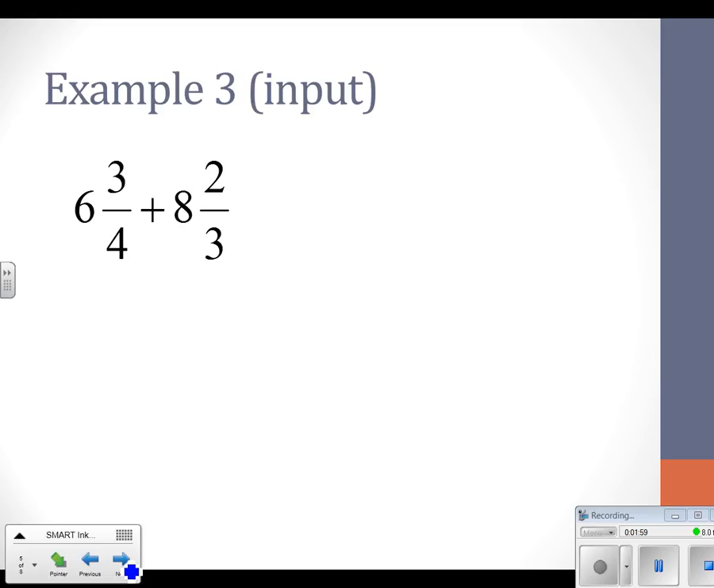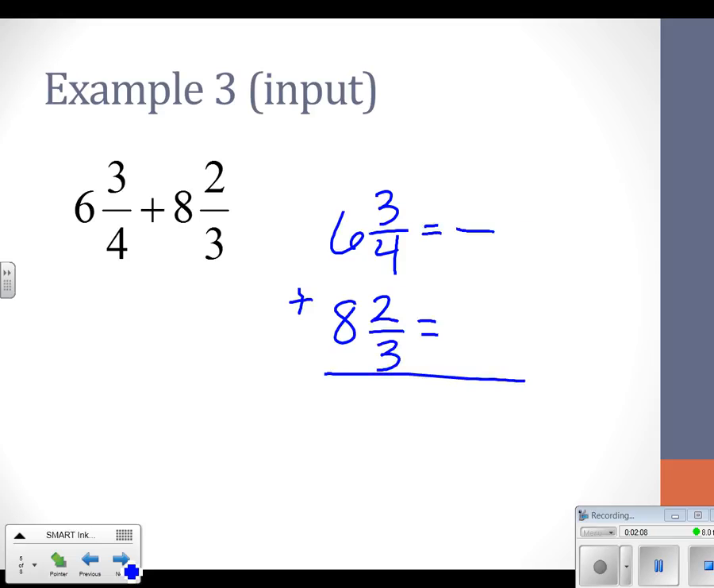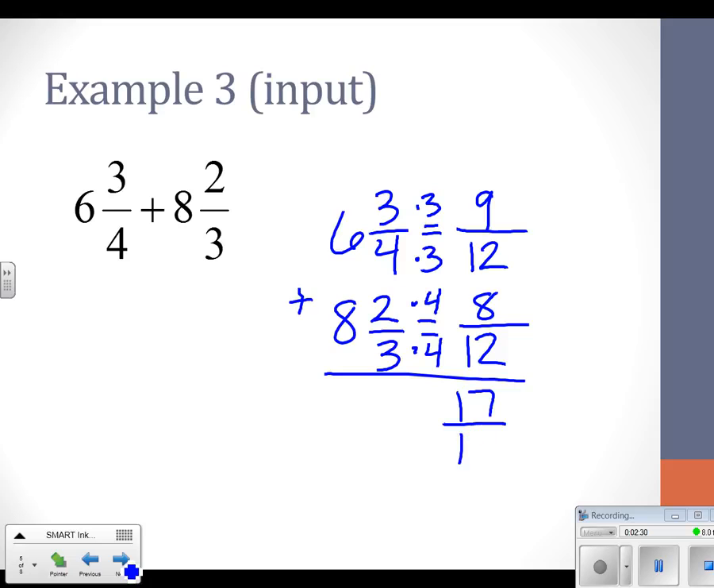6 3/4 plus 8 2/3. We're going to add the fractions first, and then we will add the whole number second. Common denominator. Change the numerators. Add. Denominator stays the same. Change the improper to mixed.